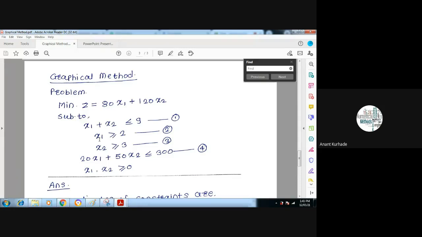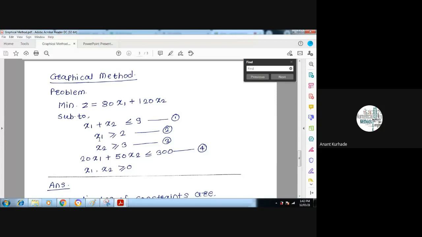You can treat x1 as x and x2 as y. Now tell me for the second constraint equation, what will be the coordinates? 2, 0. And for the third equation? 0, 3. Because x1 is missing, so x1 is 0 and x2 is equal to 3. So 0, 3. Don't make a mistake here.